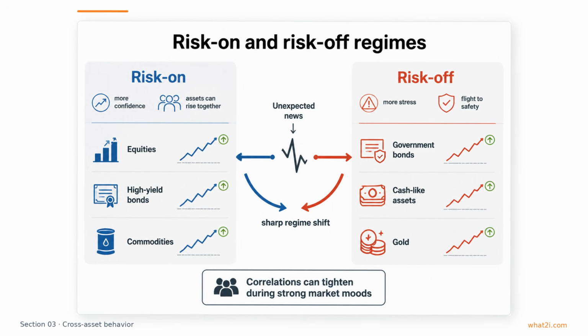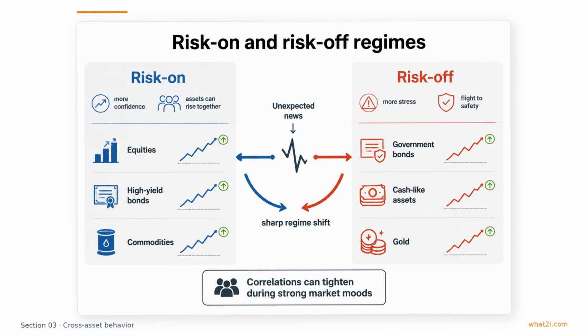In risk-off periods, fear increases and money often moves towards safer assets such as government bonds, cash-like instruments, or sometimes gold. These shifts can happen quickly when unexpected news hits. As market mood becomes more dominant, correlations across several assets can tighten. That is why regime awareness matters for both tactical positioning and risk control.